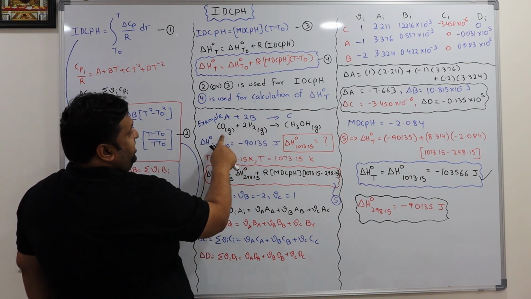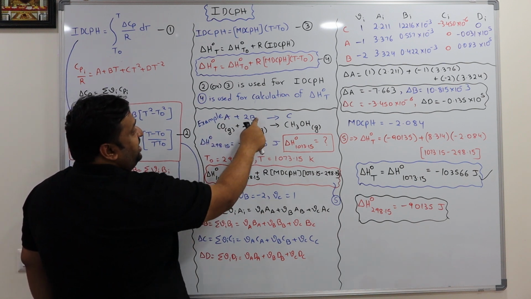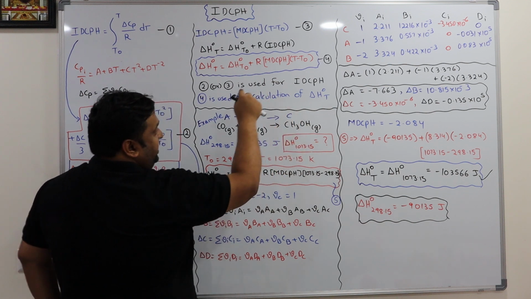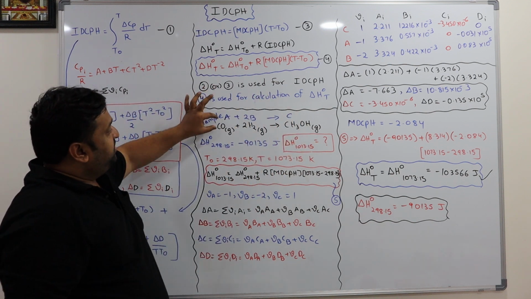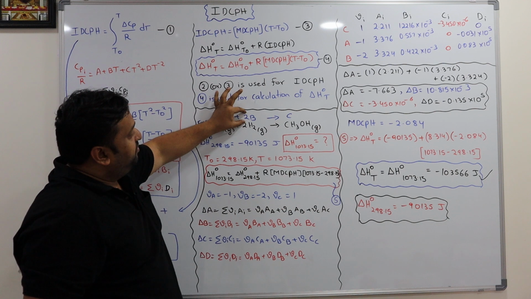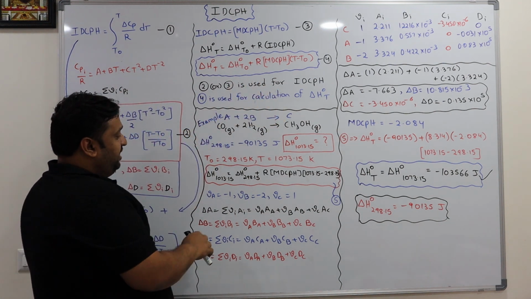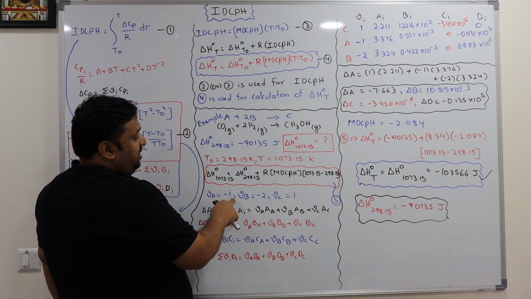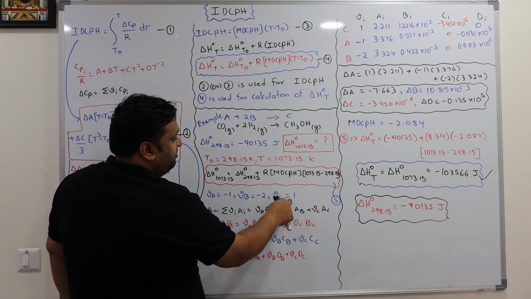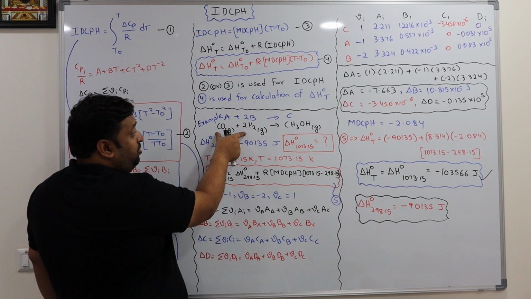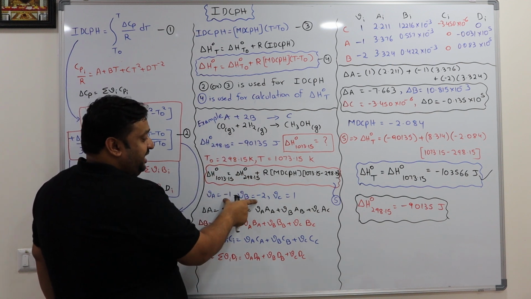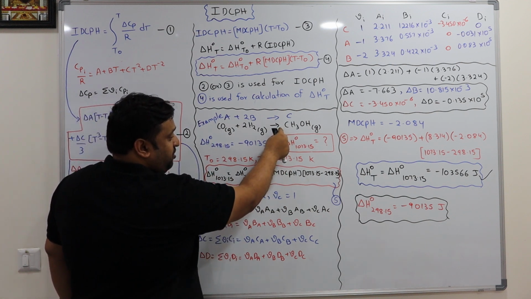For this reaction, let us denote CO as A, hydrogen as B, and CH3OH as C. The stoichiometric coefficient of A is 1, of B is 2, and of C is 1. That is why VA is minus 1, VB is minus 2, VC is 1, because we have to take the stoichiometric coefficients of reactants as negative and those of products as positive.